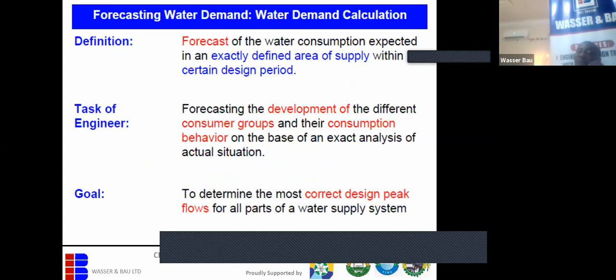Okay, we talk about water forecasting. It's a forecast of water consumption expected at an exactly defined area of supply within a certain design period. Now, if you are doing water demand calculation and designing for a 50-year planning horizon, then it means you use the population of 50 years. So I'll do my population projection and ask what the population will be in 50 years' time. That will be the value I will use.